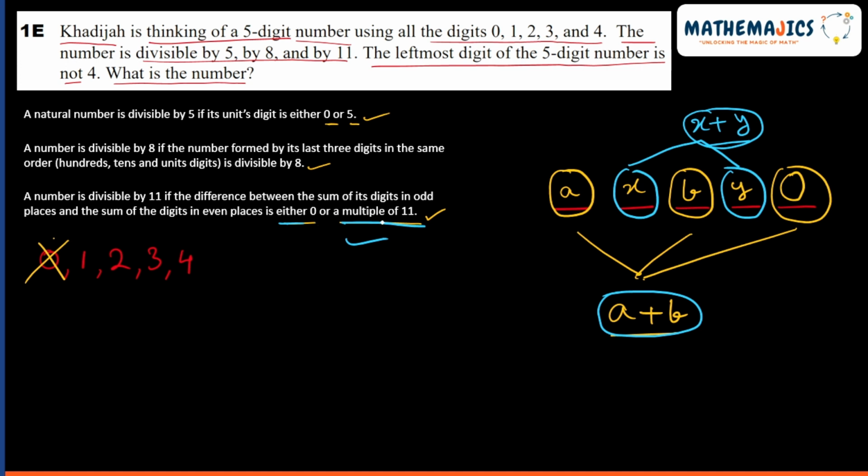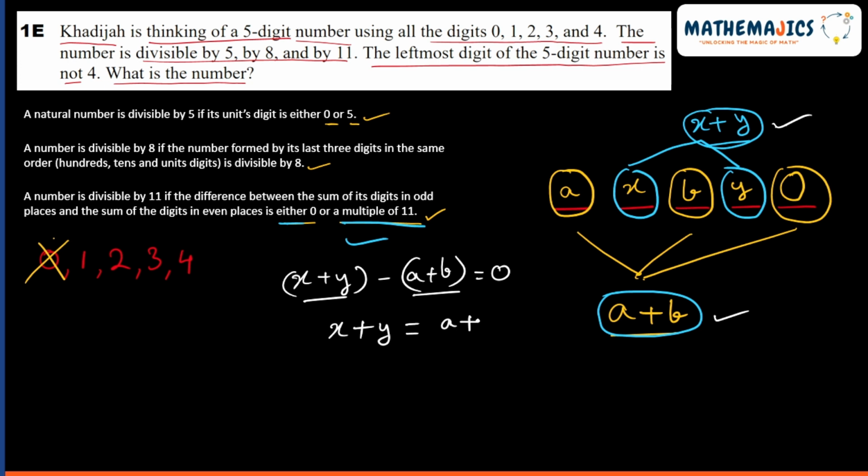Now, according to the divisibility rule of 11, the difference between these two should be either 0 or a multiple of 11. Definitely, it can't be a multiple of 11 because the sum is too small. Yes, the sum of these two digits is too small to be a multiple of 11. That means the difference between X plus Y and A plus B should be 0, not a multiple of 11. If the difference between them is 0, that means both of these are the same. X plus Y is equal to A plus B. Correct.